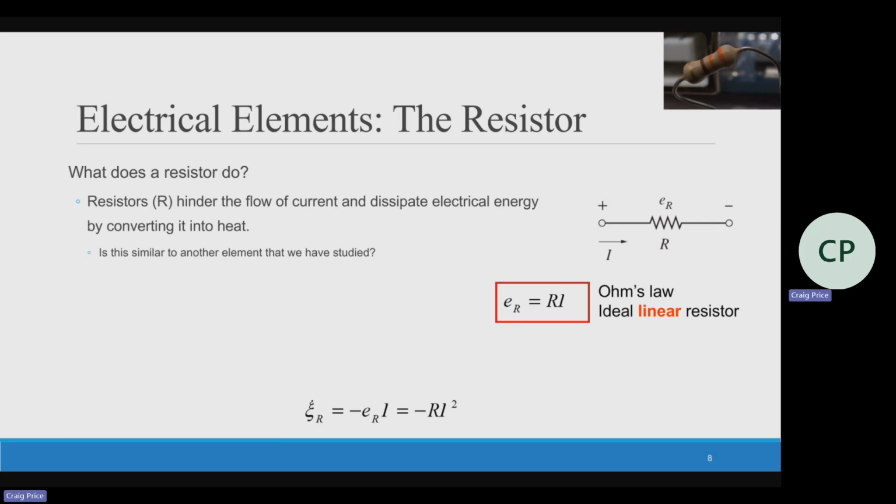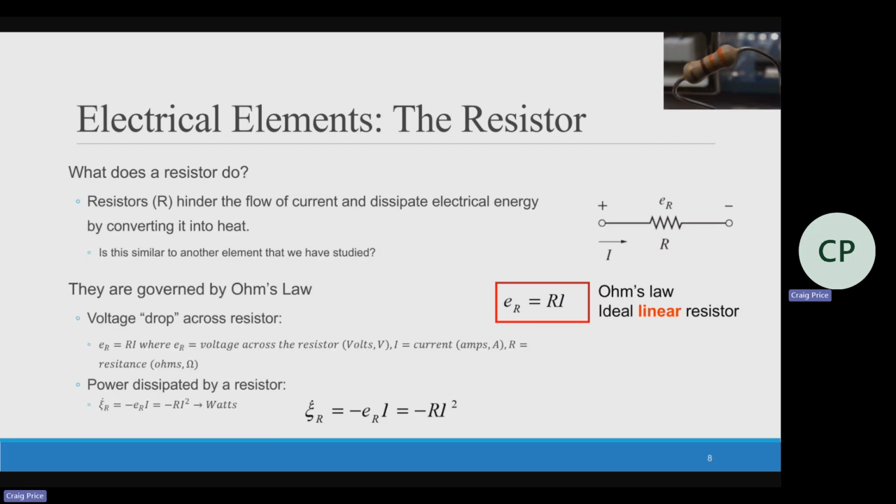What dissipates heat? Maybe changes it to heat. Turns energy into heat. Friction. Great. So this is very similar to a damper in that it takes energy out of the system.